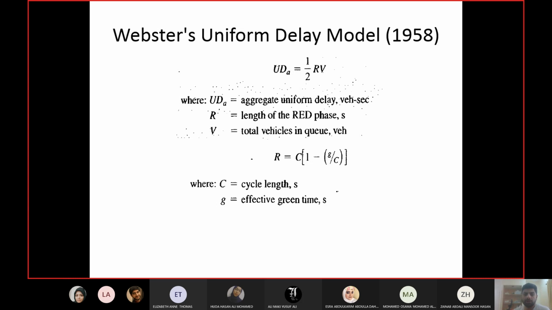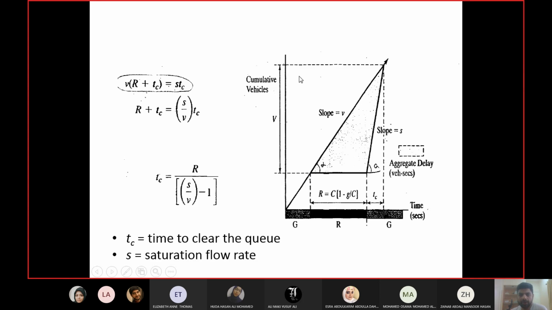So we have the equation for red here, and R can be replaced with this equation. Now let us move forward. We have V, capital V, the number of vehicles in the queue. The number of vehicles in the queue can be calculated in two ways. But before calculation, let us understand this new term here, TC.